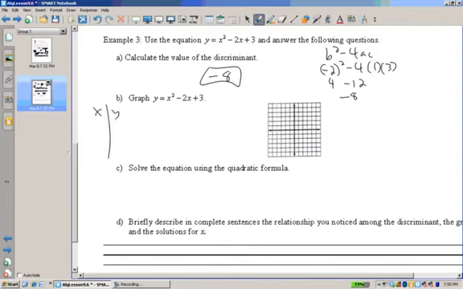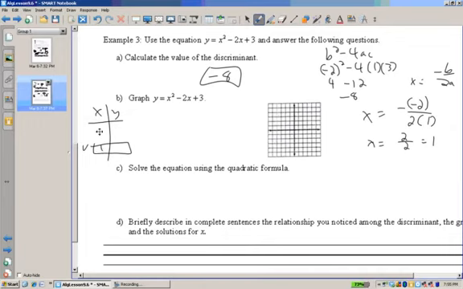x equals the opposite of b, which is negative 2, over 2a, which is positive 1. Opposite of negative 2 is positive 2. 2 times 1 is 2, so we end up with 1. So the vertex, the x-coordinate, is 1. That will be the center of my table here, my x-y t-chart. So go up 1, up 2, down 1, down 2, and we simply want to plug these values in.